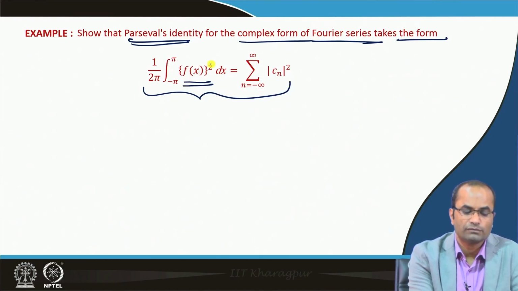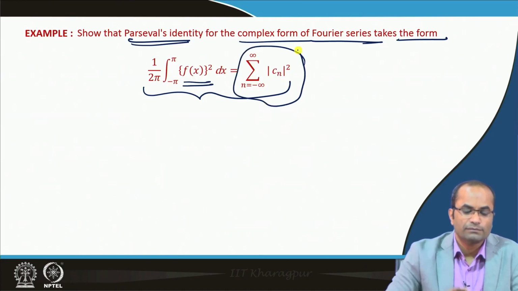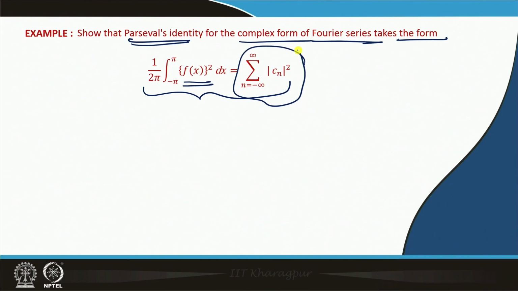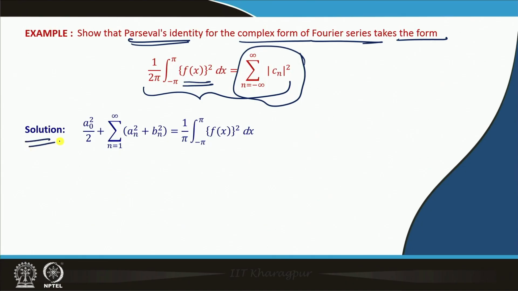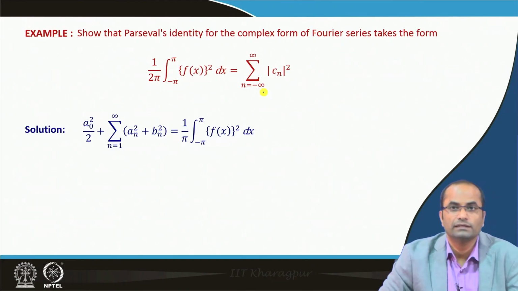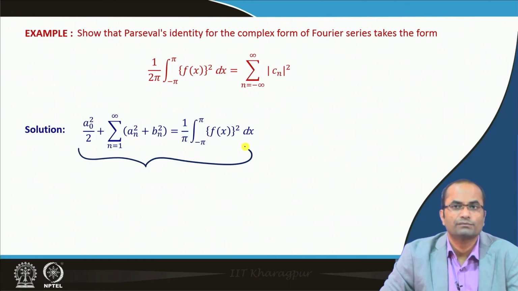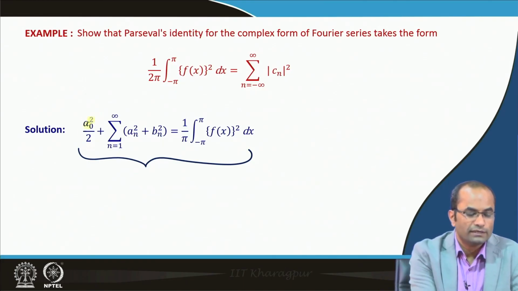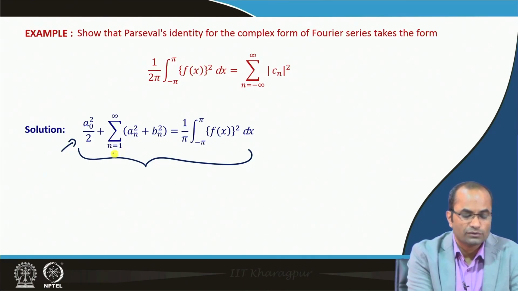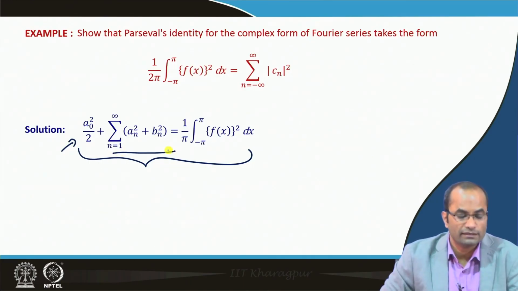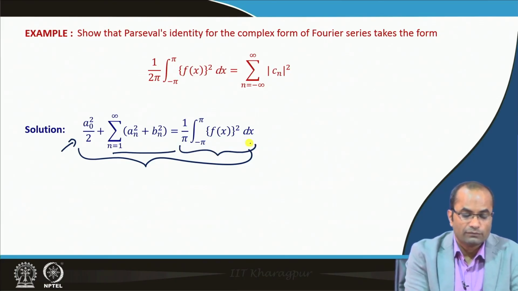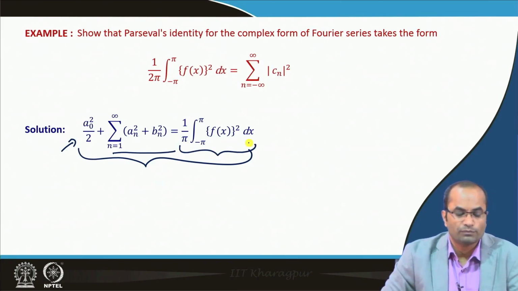We have the similar term, integral of f x whole square dx from minus pi to pi, but there is a simplified form here: the sum from minus infinity to infinity of C n square, with the absolute value. How to get this form we can easily see now, because the form of Parseval's identity from the previous lecture, we know that it was a naught square by 2 and there was a summation over a n square and then b n square, and there was a term 1 over pi integral from minus pi to pi of f x square.